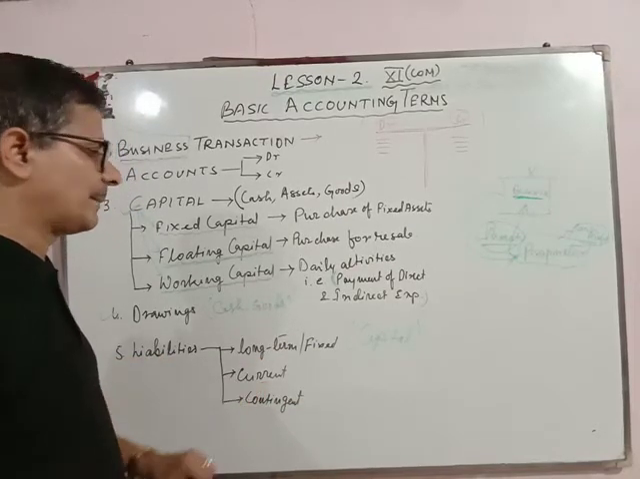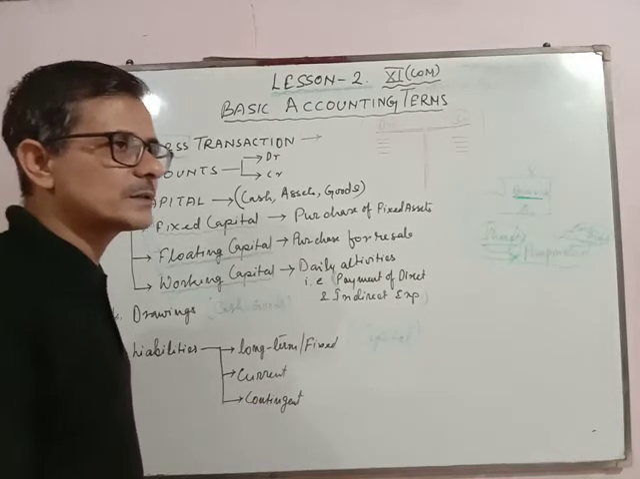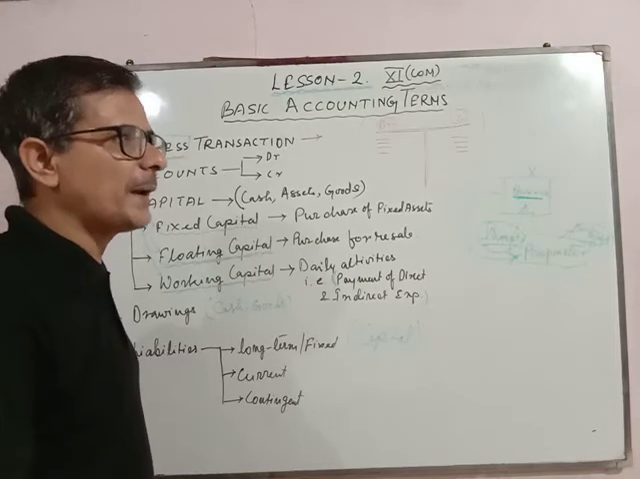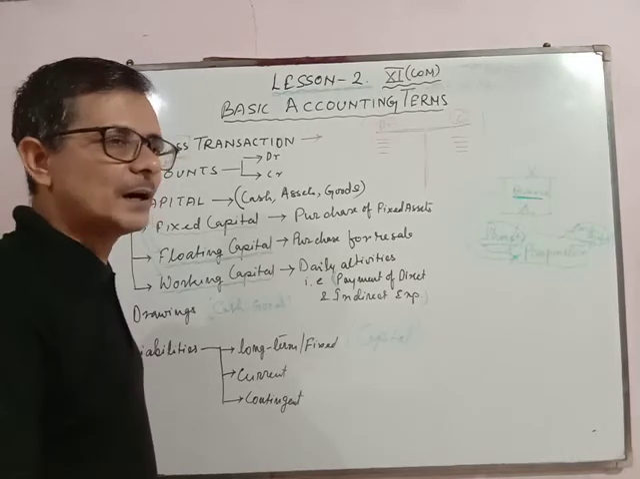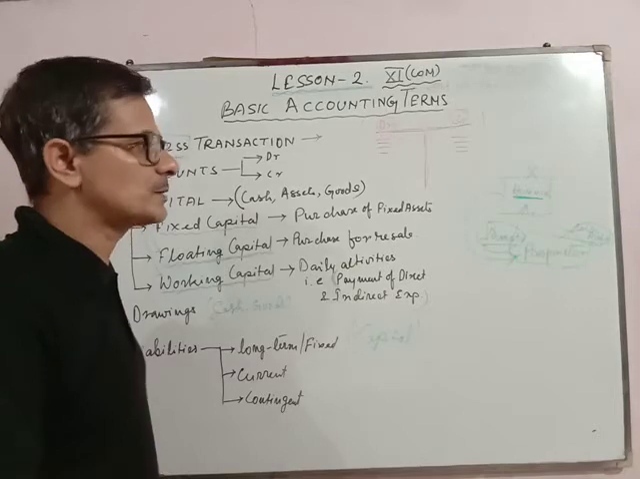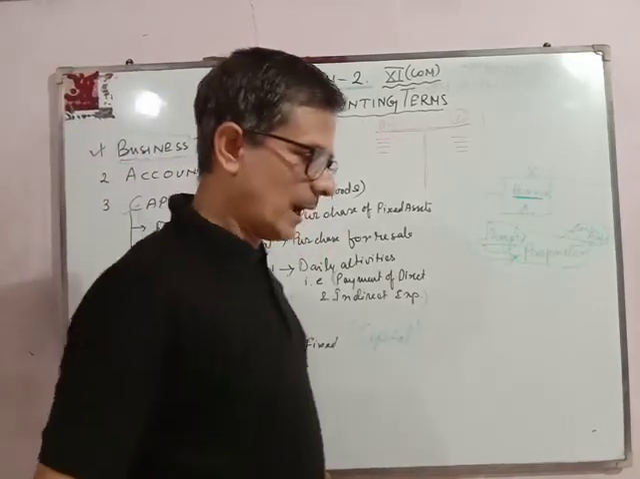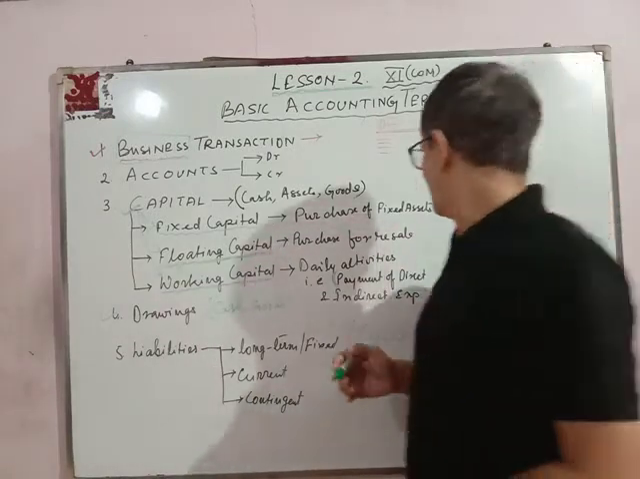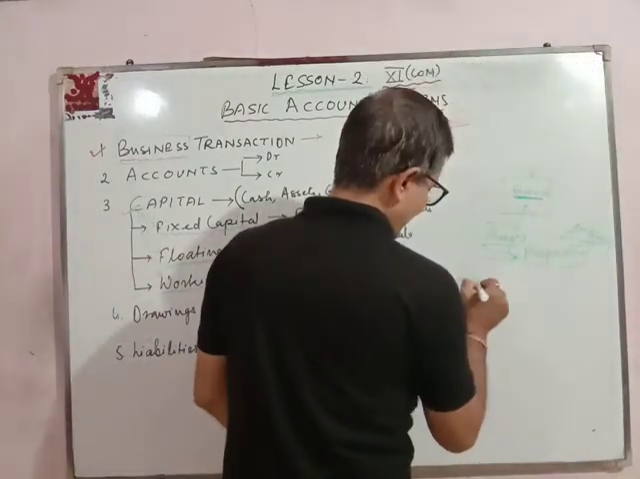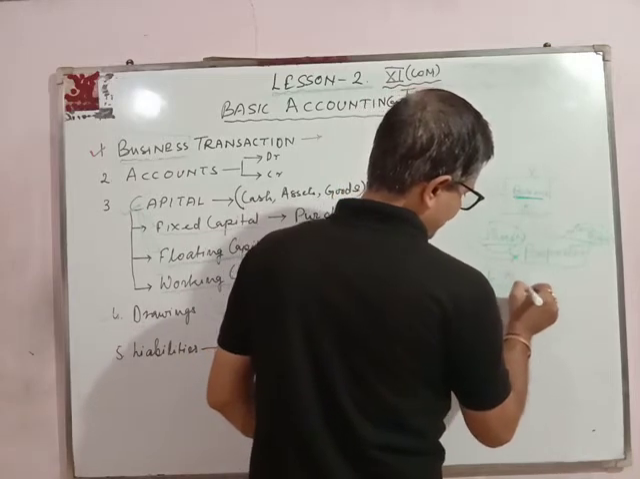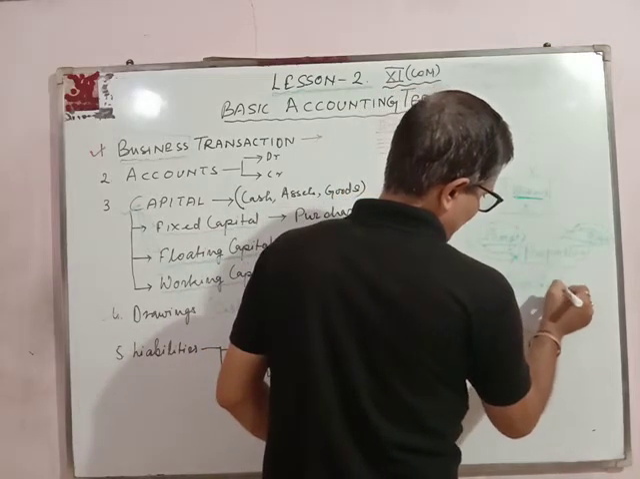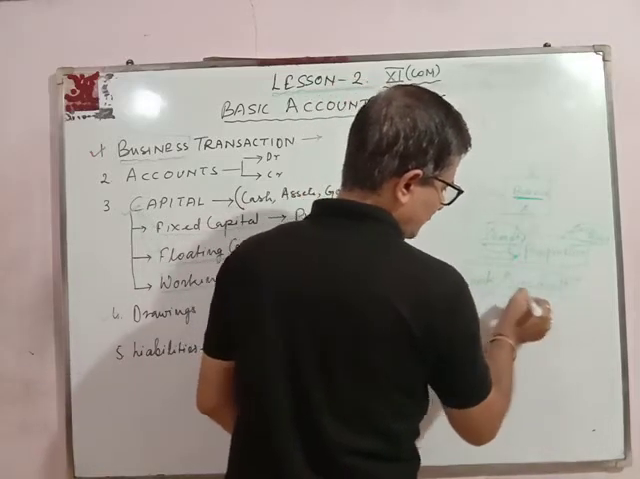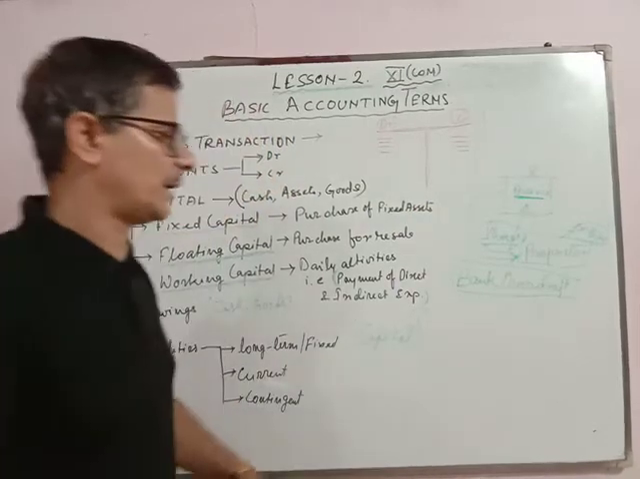Next is current liabilities. Current liabilities are those liabilities that we need to pay off within a period of 1 year. That means, suppose you have taken a bank overdraft. I will explain what a bank overdraft is. If you see in the book, this word is there. Now what does it mean? First of all, let us know what a bank overdraft is.